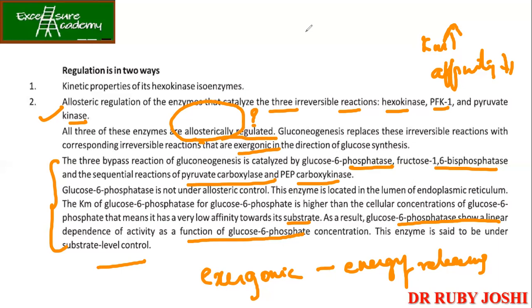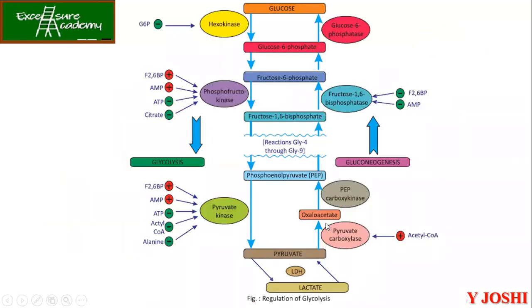Okay, now, this is how the regulation is happening. So let's see what the positive regulators and the negative regulators are. Here we have glucose, and then hexokinase, phosphofructokinase, and pyruvate kinase. In the case of gluconeogenesis, we have PEP carboxykinase, pyruvate carboxylase, fructose 1,6-bisphosphatase and glucose 6-phosphatase. Now we have to see which molecules are going to act as activators and which are going to act as inhibitors.